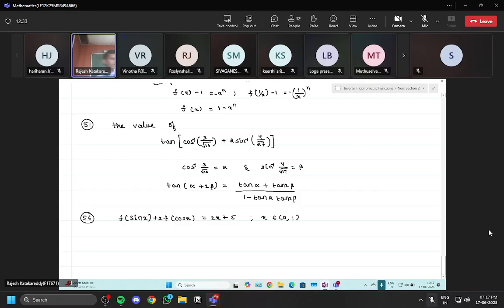How many of you solved this one in the exam? Anybody? This is a problem based on functional equations. Anybody here solved? No one? Not even one solved this problem? Maybe you will have some idea, no? What did you feel after seeing this problem in the exam, how to do this one?